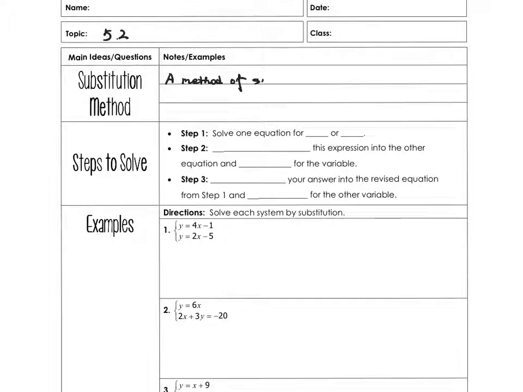Method of solving system of equations by substituting equations within one another.